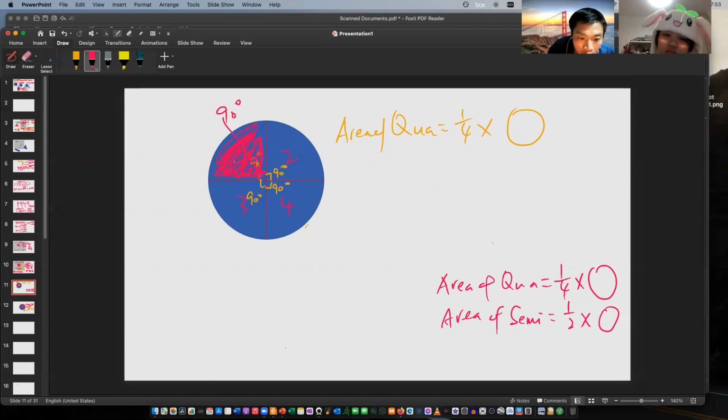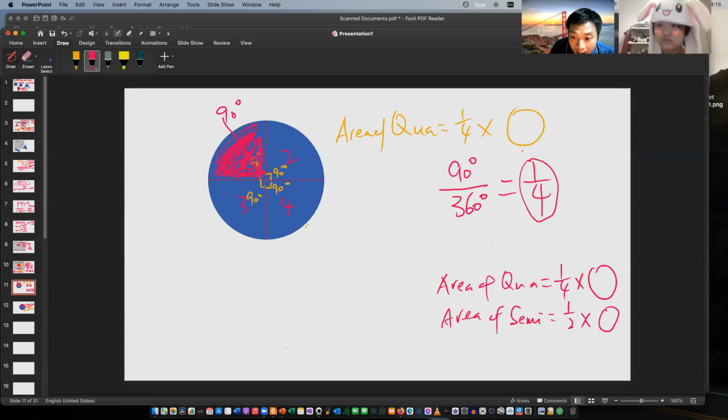So given the concept just now, we need to take 90. We want to find out 90 is what fraction of the entire circle. 90 is 1/4 of the circle, because you need to take 90 divided by the 360. Therefore, you take 1/4 times the circle. Because this 90 degree is actually 1/4 of the, can you see or not? This 90, yes, it's actually 1/4 of the 360. That's why you take 1/4 times the entire circle.